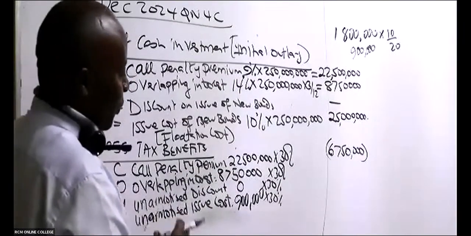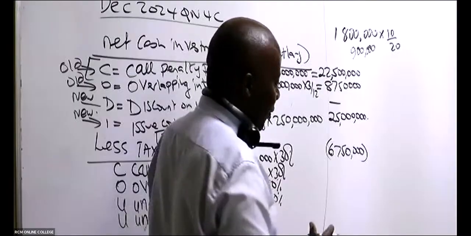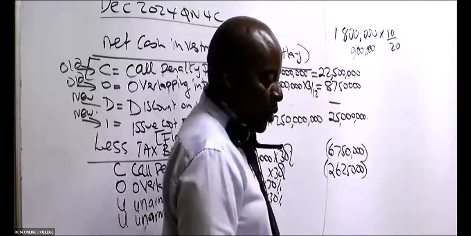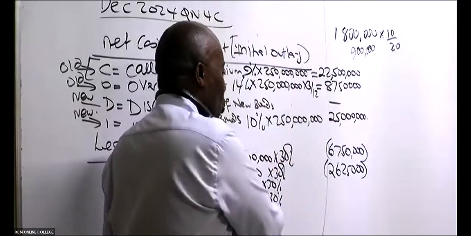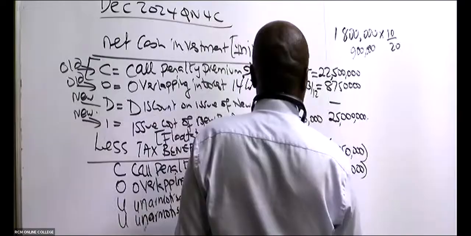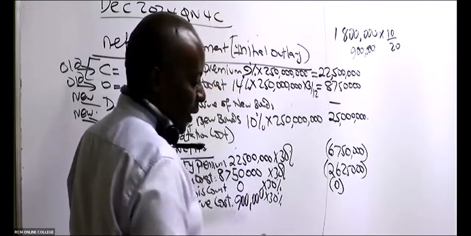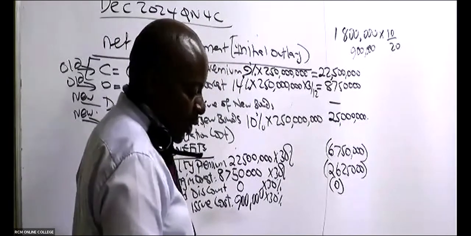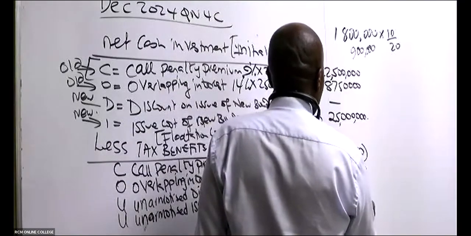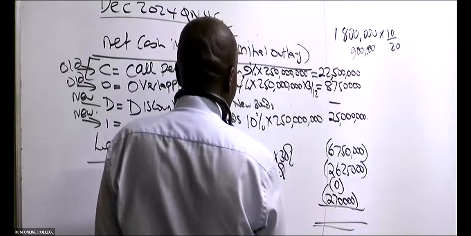How about 87,50,000 times 0.3? 26,25,000. Lincoln, I can see your question. We don't divide by 20. No, this is full, the full unamortized. This one here is 0, right? Yeah. 900,000 times 30%, which will end up giving us 200 what here? 270,000.